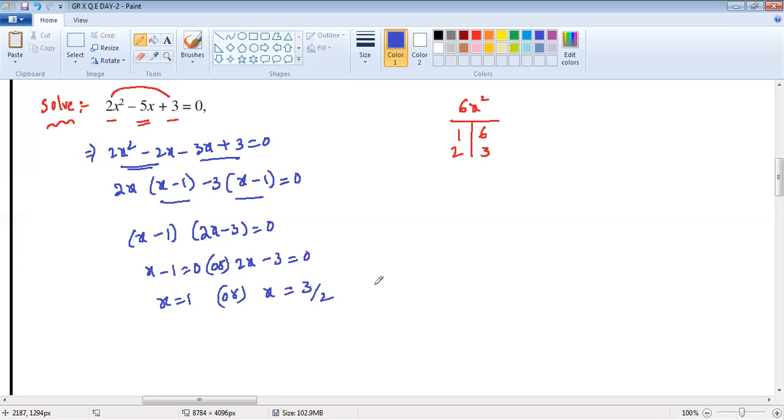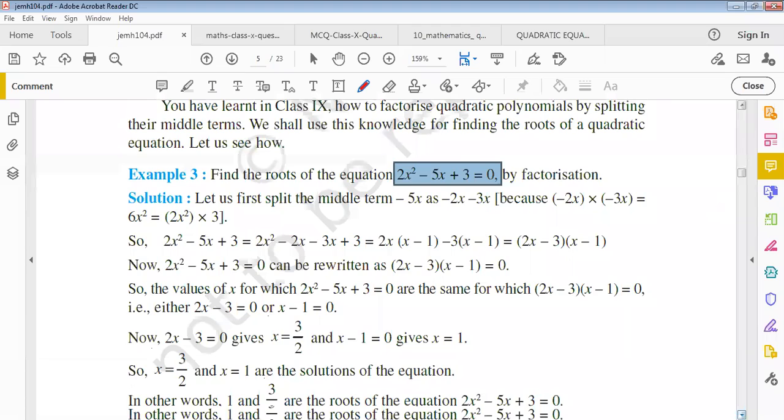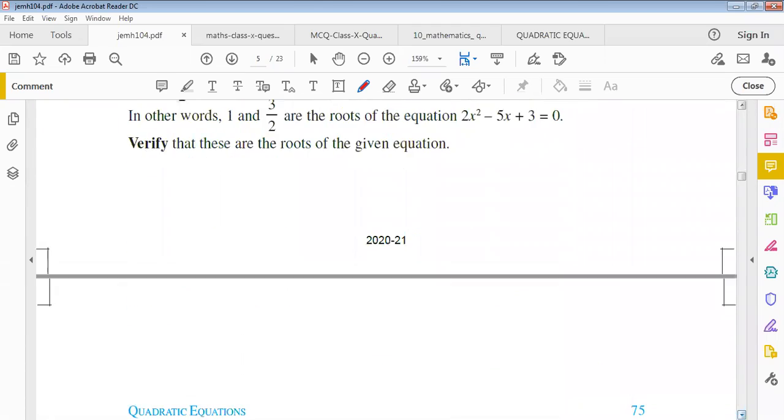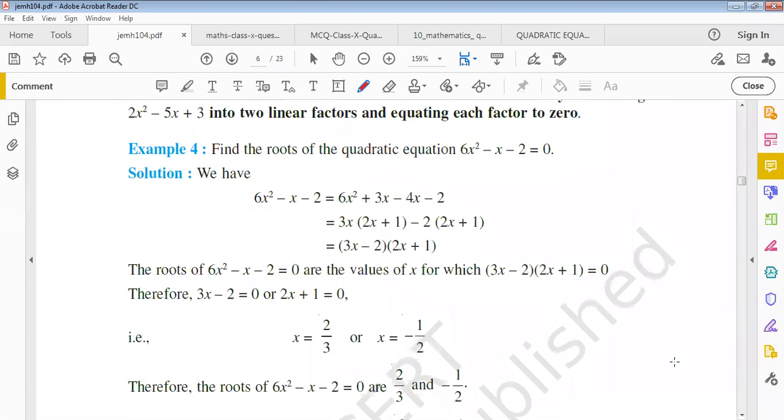Have you understood? Yes, sir. This is normally what we write as the factorization method. So splitting middle terms we are doing. Next. Same way, this also is splitting middle terms.